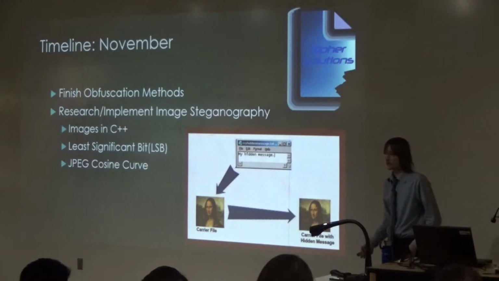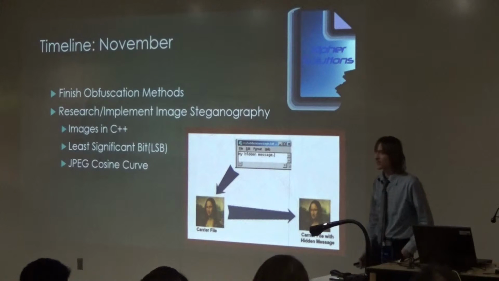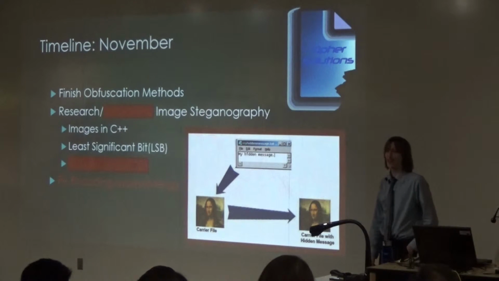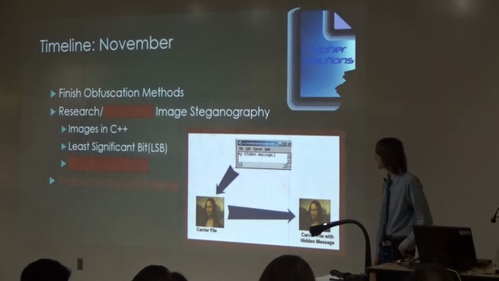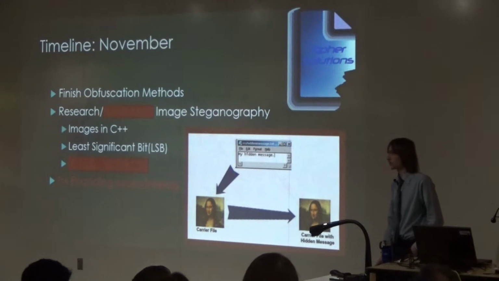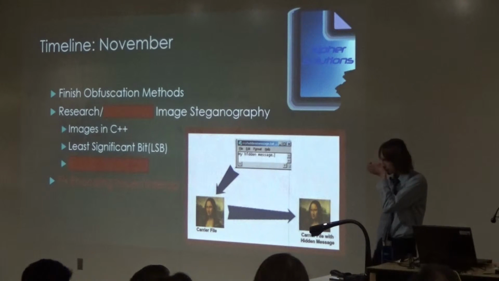And JPEG cosine curve steganography is something that I found while I was browsing some website. And I was like, oh, that's cool, I'm going to do that. And I think I could do that in about a week. Ah, no, that's a master's thesis topic. I messed up. And I never really got to the implementation of image steganography because of this big issue, which is file encoding and interoperability errors.